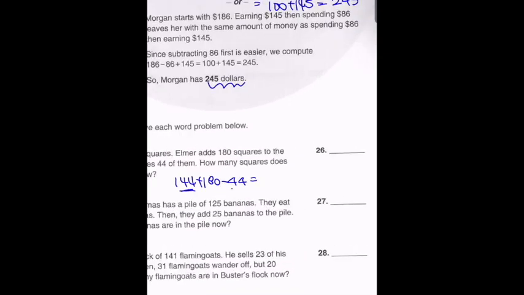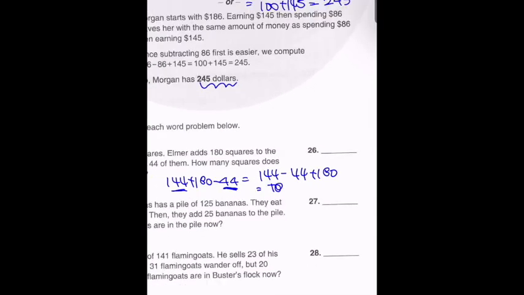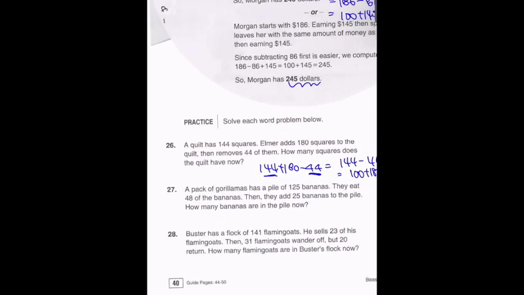So again, since 44 is being repeated, we're going to rearrange to this form. And 144 minus 44 is going to give us 100. And so 100 plus 180 is going to give us 280. So we know that there are 280 squares in the quilt. And so for problem 27, I want you guys to try solving problem 27 on your own. So I'll be giving you guys about 1 to 2 minutes to try it yourselves, and then I'll be going over the solution with you after 2 minutes.